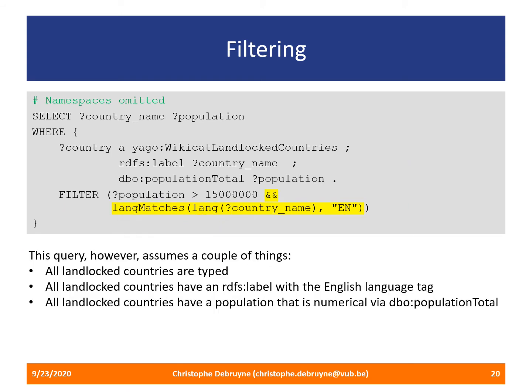And I will reiterate that. This query makes a couple of important assumptions. It assumes that all landlocked countries are typed with Yago Wikicat landlocked country. It also assumes that all countries have an RDFS label, and that RDFS label is of the English language. And finally, it also assumes that all landlocked countries have a population that is numerical via the property DBO population total. Otherwise, if it's not numerical, you cannot do the numerical comparison.